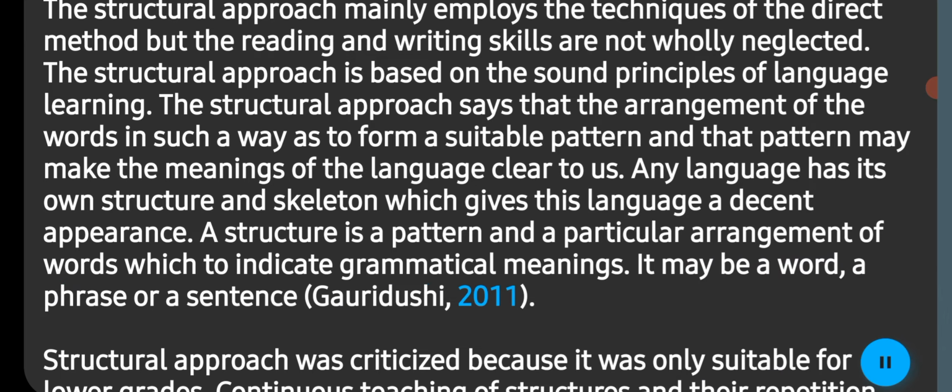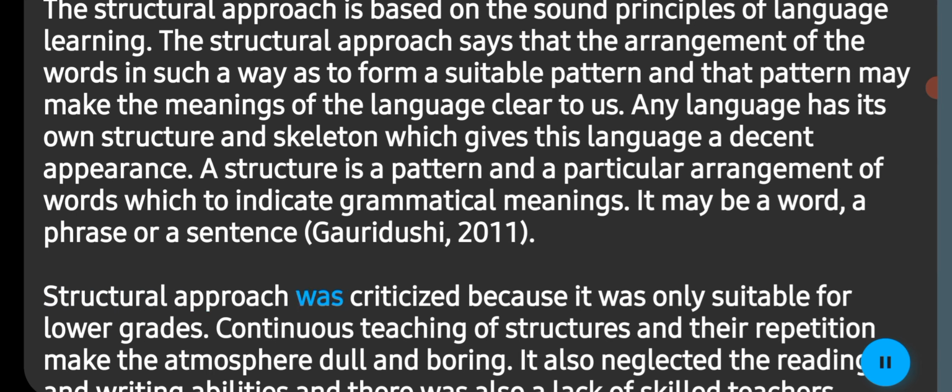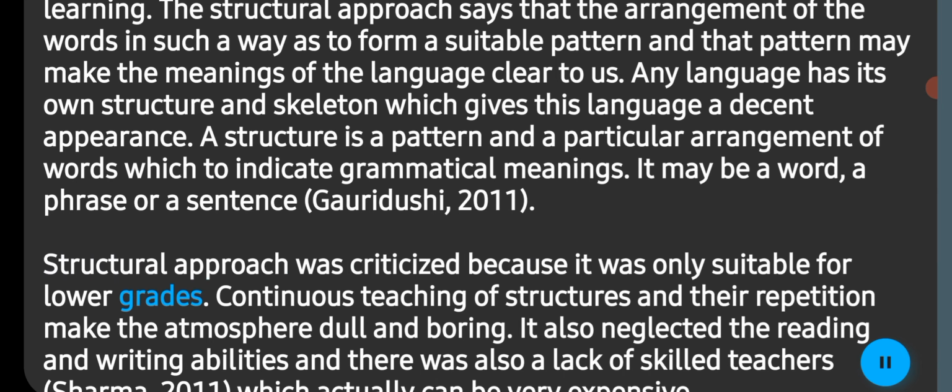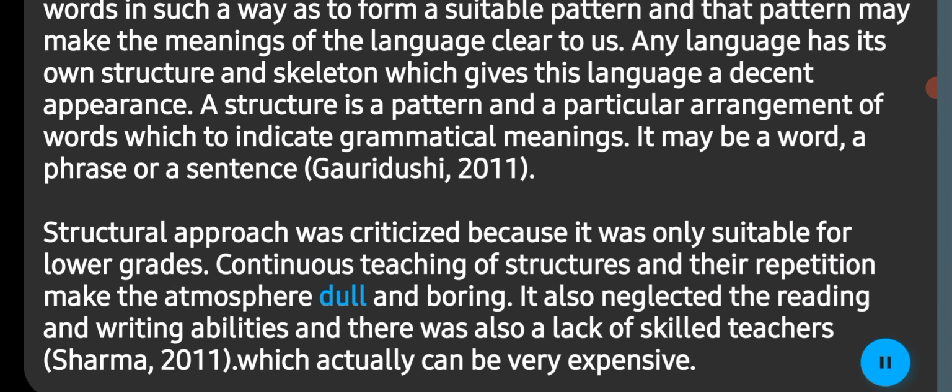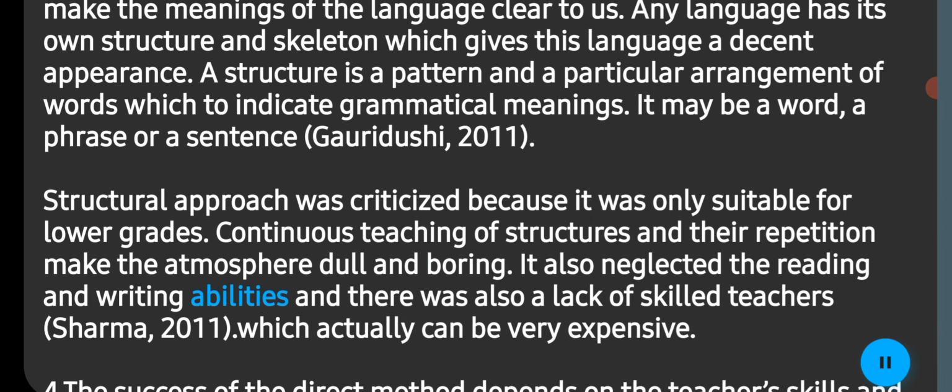(Gorodishi, 2011). The structural approach was criticized because it was only suitable for lower grades. Continuous teaching of structures and their repetition make the atmosphere dull and boring. It also neglected the reading and writing abilities, and there was also a lack of skilled teachers.